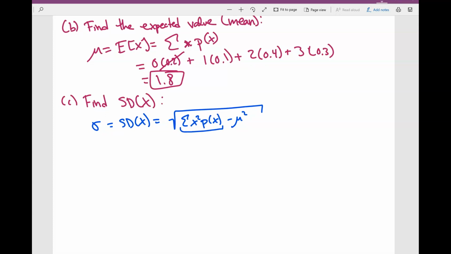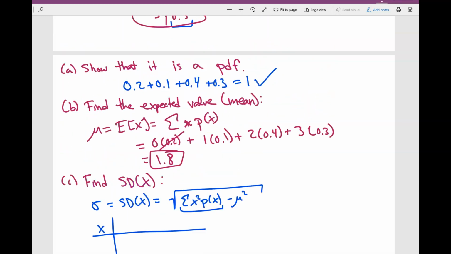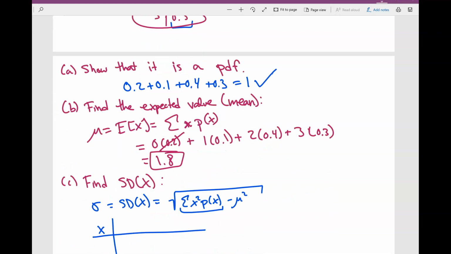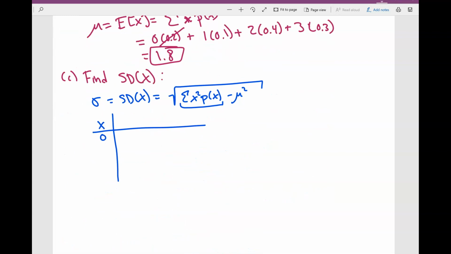The best way to do it is I draw a table. So x, let's first start off by putting in our x's. If you look here, it's going to be 0 to 3. So 0, 1, 2, and 3. The next thing that we're going to do is square all of our x's. So 0 squared gives me 0, 1 squared gives me 1, 2 squared gives me 4, and 3 squared gives me 9. Okay, so I squared all of my x's.